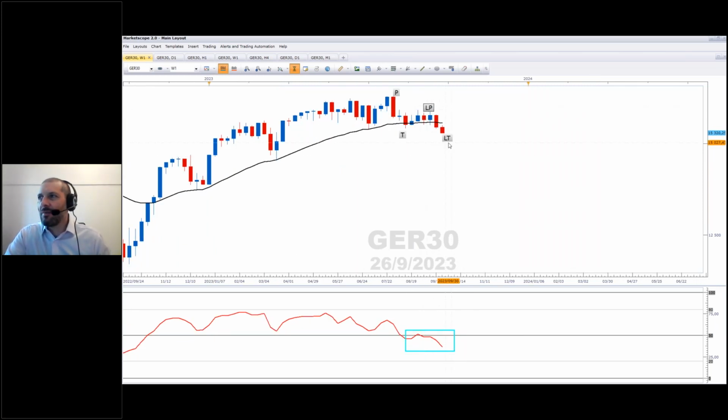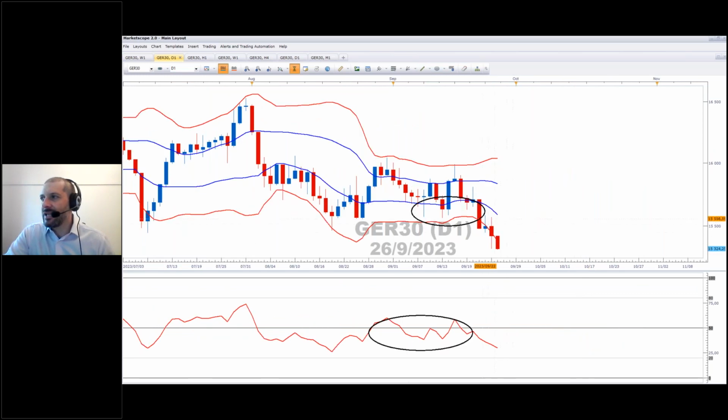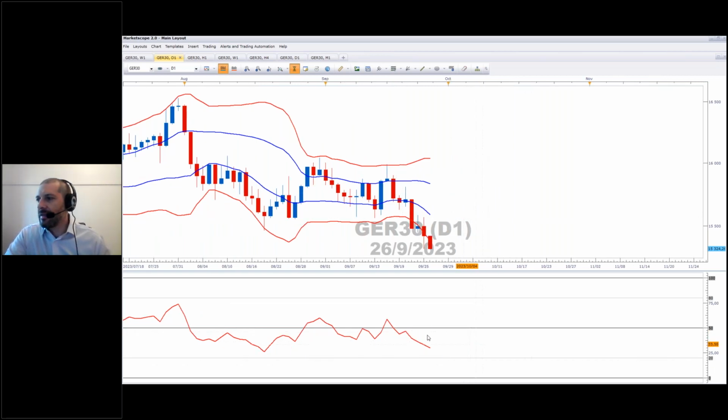This lower peak followed by the lower trough means that the weekly chart has gone into downtrend, and we can measure the downtrend momentum using a trend line. If we take a look at the daily chart, it's really pushing in zone 3, and the RSI is below 50.